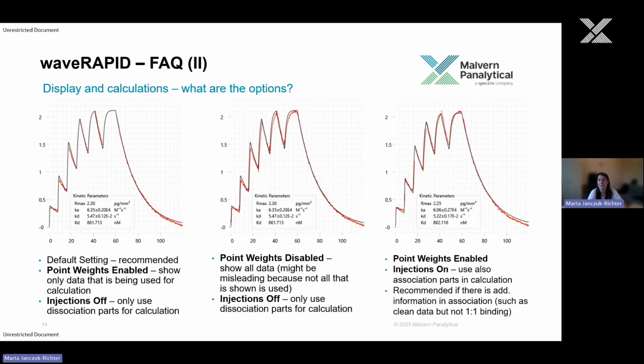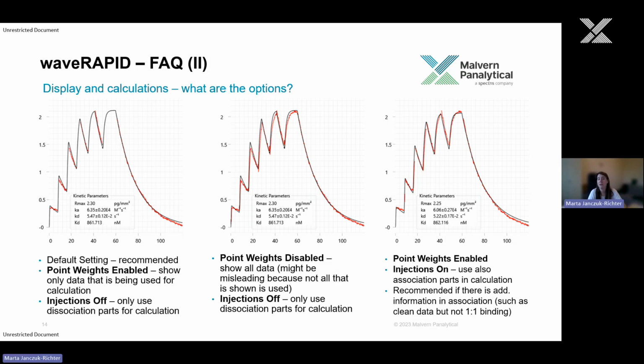But we have other options. We can disable point weights. In that way, we are showing all the data. Now, both association and dissociation parts are shown on the graph. However, this may be misleading because the injections parts are actually not used for calculations. You can turn it on to see how it looks like. However, you need to be aware that they were not used for calculations.